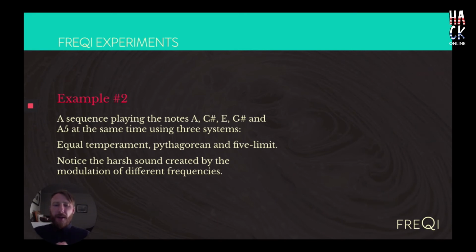And then I wanted to demonstrate an example of listening to a simple scale, so the notes A, C sharp, E, G sharp, and A, using 3 different tuning systems at the same time. This is basically illustrating the point that equal temperament, the Pythagorean system and the 5-limit system have some differences. Basically, you get slightly different frequencies.